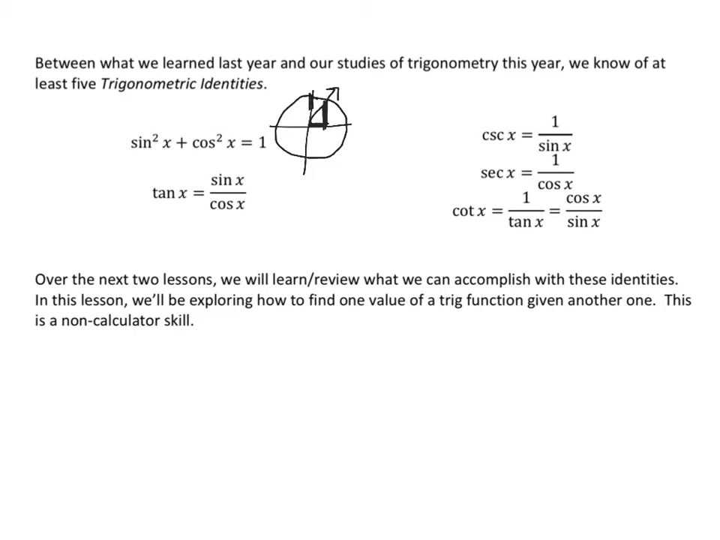And then the other ones are the reciprocal identities that we've effectively learned this year. Cosecant is the reciprocal of sine, secant is the reciprocal of cosine, and cotangent is the reciprocal of tangent, which could also be expressed as cosine over sine.